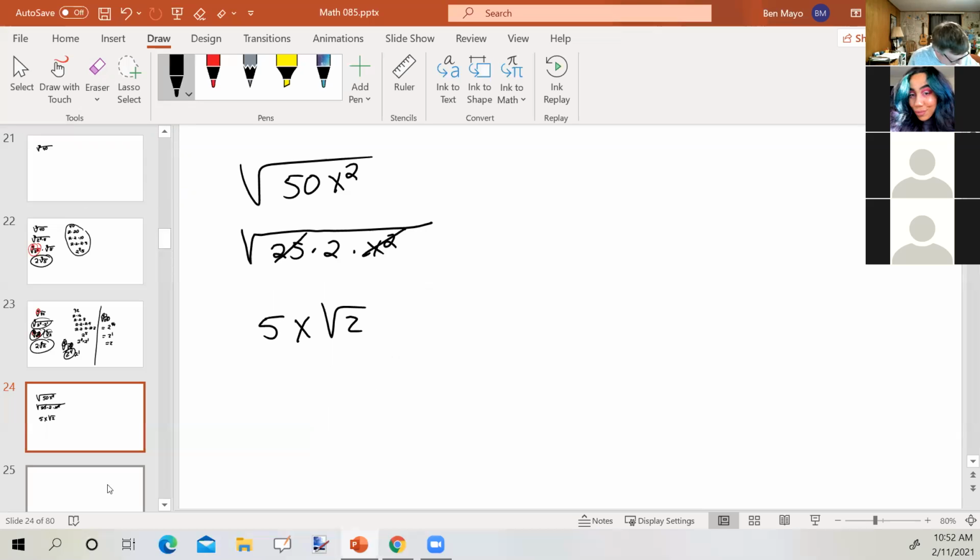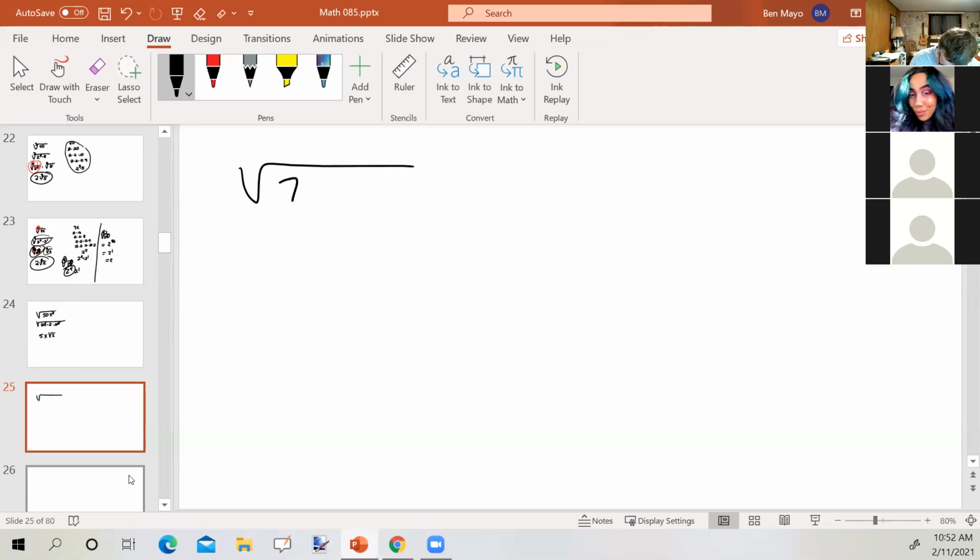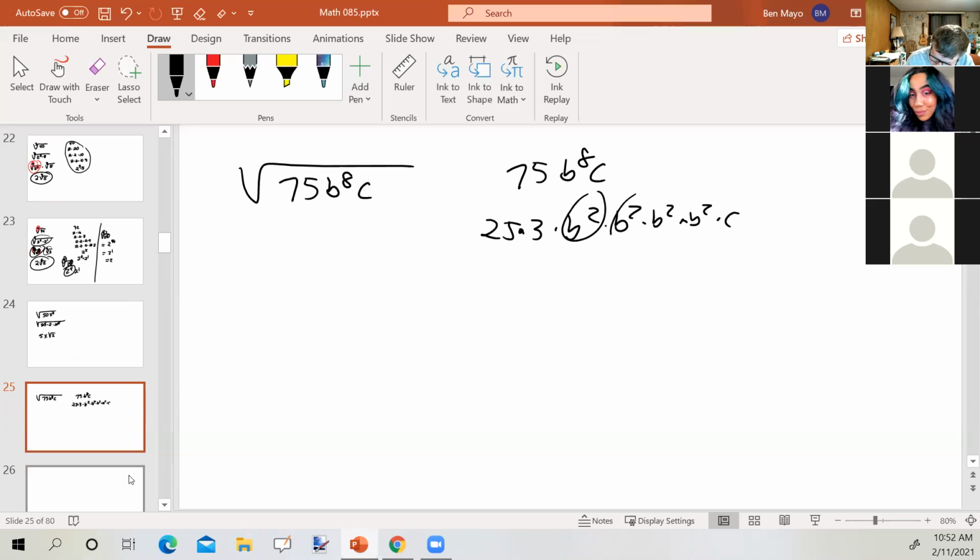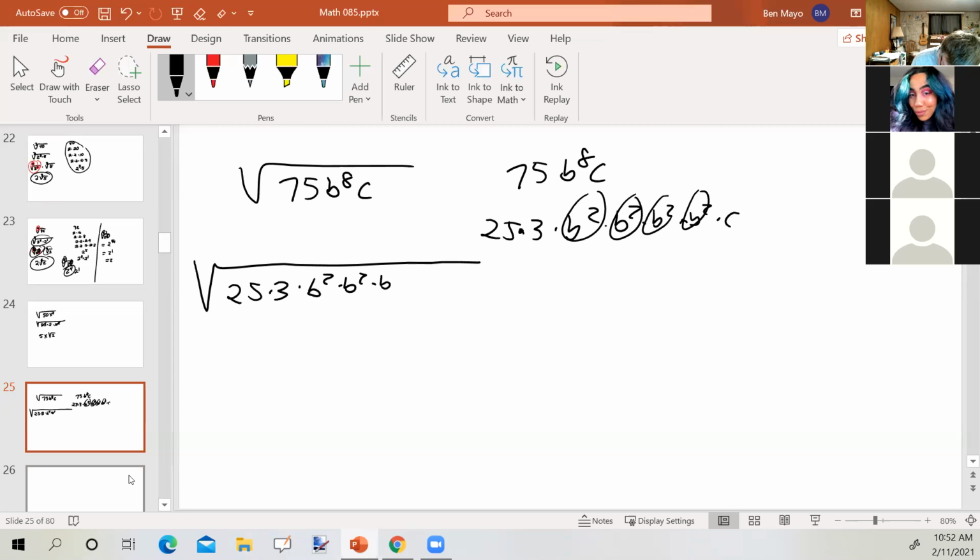All right, here comes another one. The square root of 75 b to the 8th c. 75 is 25 times 3. 25 is a square. I could take b to the 8th and make it b squared times b squared times b squared times b squared times c. So I got all these squares. So this is the long way again. We'll do it this way first. So 25 times 3 times b squared times b squared times b squared times b squared times c.